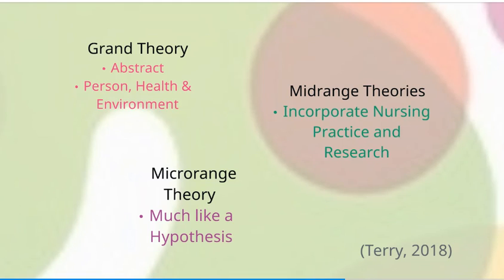A grand theory is very abstract. It establishes a knowledge base, so typically these concepts are things such as person, health, environment. Mid-range theories incorporate nursing practice and research into ideas that are important to our discipline. And then micro-range theories are kind of like a hypothesis. They include concepts linked to form a statement that we're going to examine further.